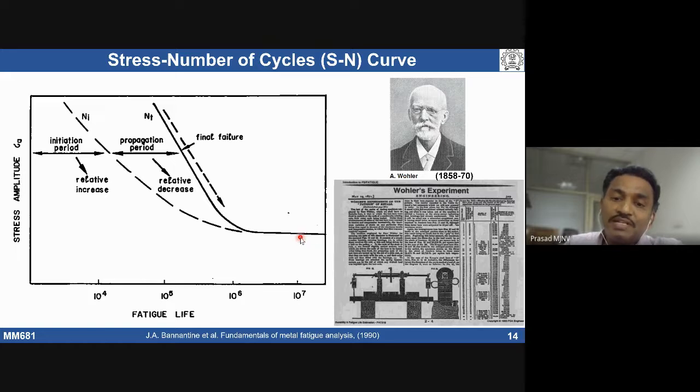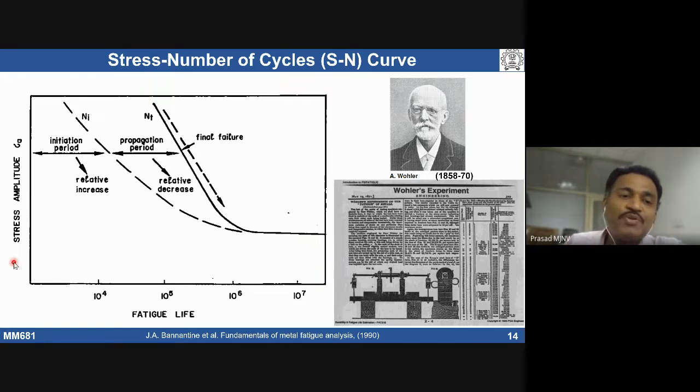So the minimum stress, below which the material is not going to fail even if you give an infinite number of cycles, that is called the fatigue limit. It's a very important property that is usually deduced from the SN curve. In case of non-ferrous materials, where we do not see this steady saturated kind of thing, we typically take a certain number of cycles, 5 into 10 power 8.